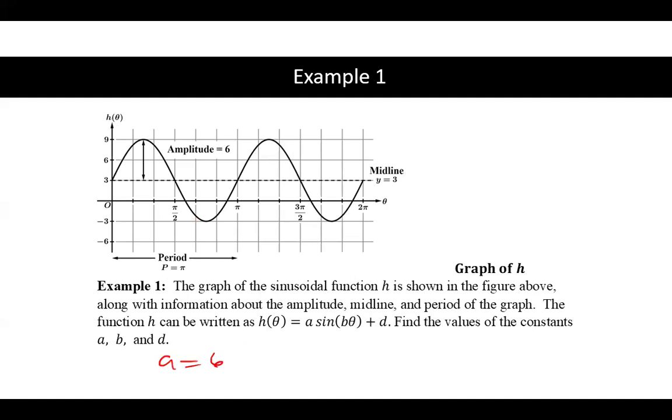Okay. The next easy thing to identify is your D. Your D is your midline. Is our midline clearly labeled for us? Yes. What is our midline? 3. So we know that D equals 3.